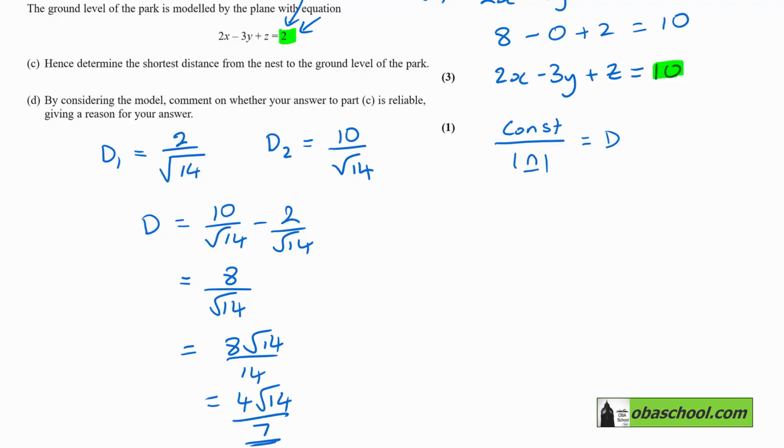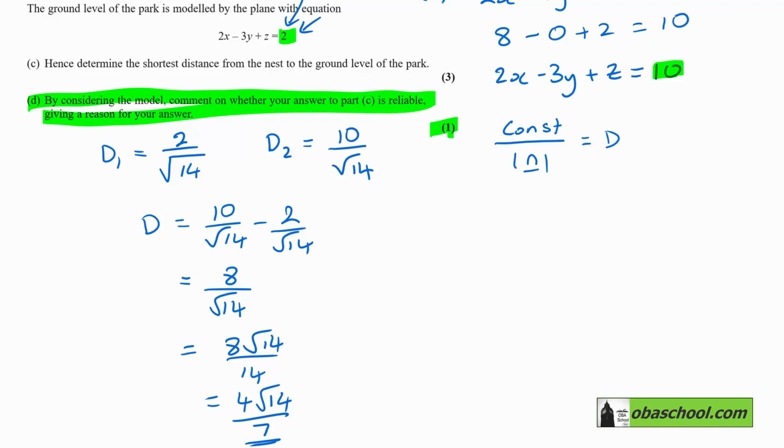We just have one part of the question left, which is this one here. By considering the model, comment on whether your answer to part c is reliable, giving a reason for your answer. There's lots of reasons we can give here. This is just 1 mark, so we probably only have to give 1, but I'll give you 3. Birds almost certainly don't fly in a straight line, so modelling them with the vector equation that we did is probably not reliable. The ground is unlikely to be a flat, smooth plane, so modelling the park as a flat, smooth plane is probably unreliable. And the nest itself is not just a point.